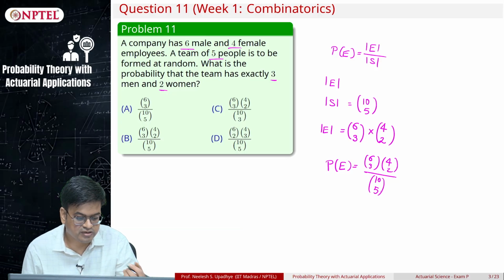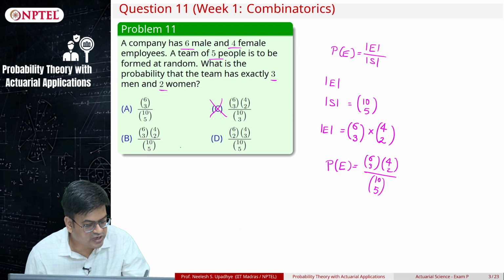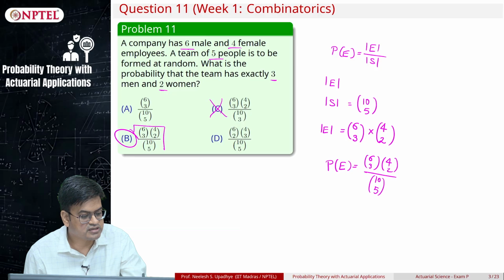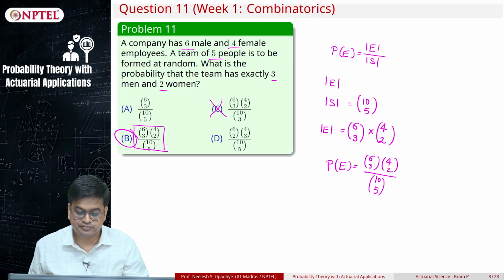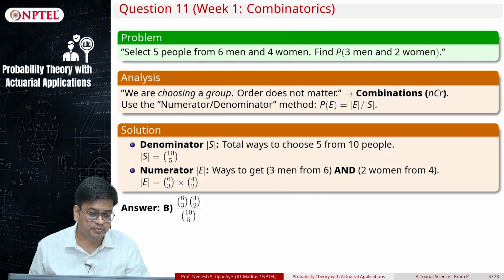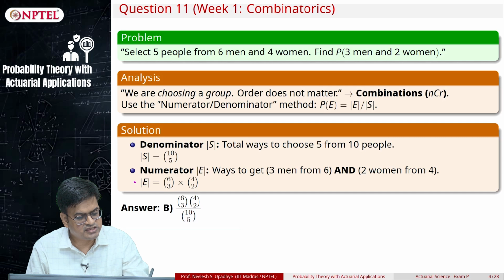Is there any answer related to this? 10 choose 3 is obviously ruled out because 10 choose 5 is there everywhere. Now 6 choose 3 and 4 choose 2 is here. So this is the correct answer. Answer B is the correct answer. That gives the solution to this problem. The theory, or the way we approach this solution, is given in a printed format in this way, and this is our correct answer.